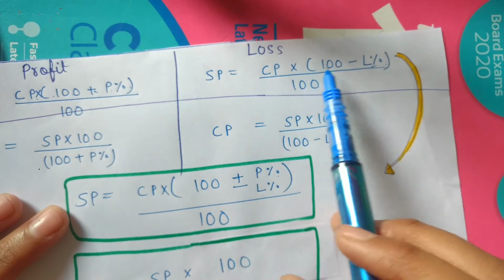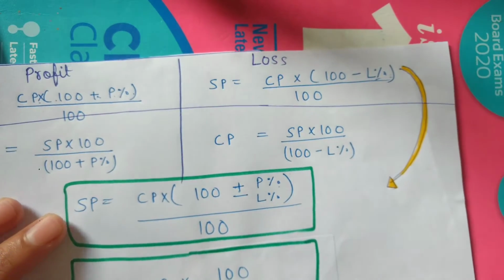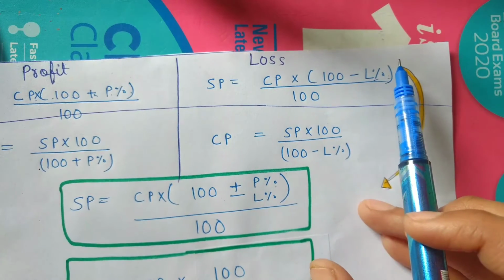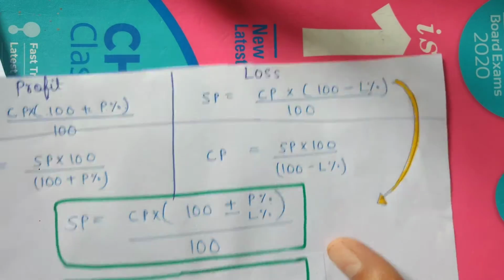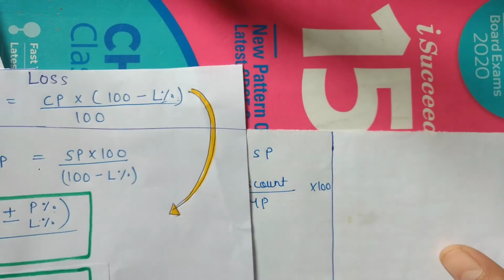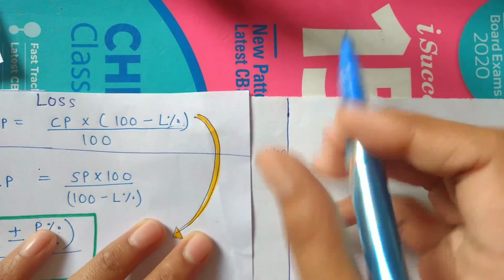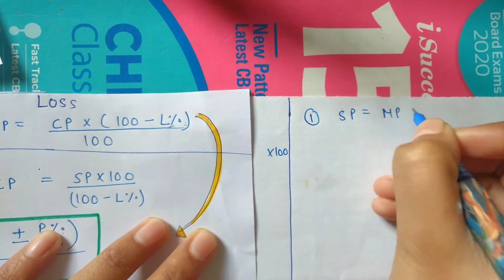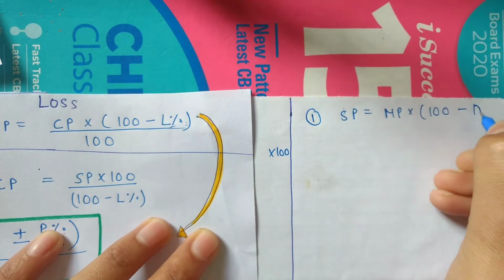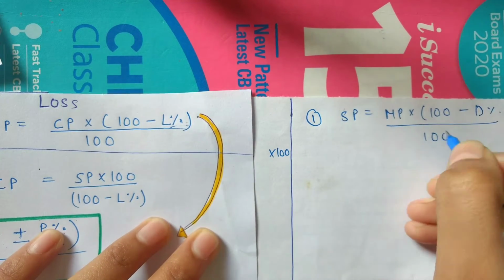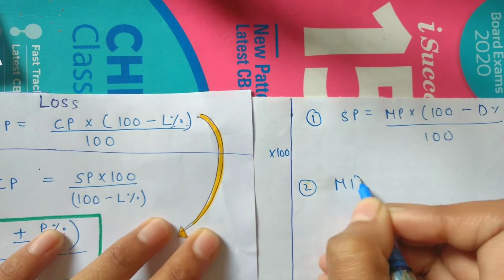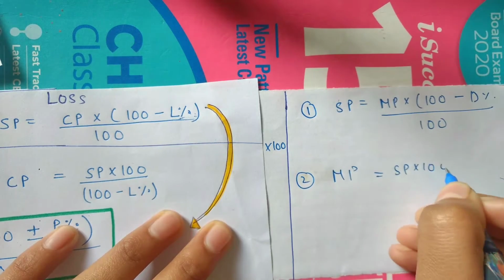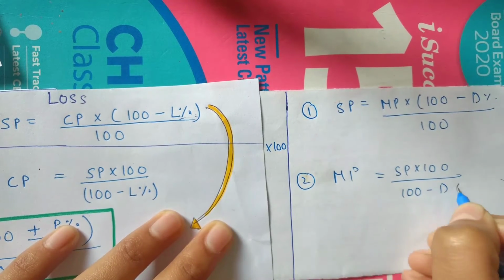And another formula of discount will be like this. In the formula of loss, we saw that SP is equal to CP into 100 minus loss percent by 100. As I told you, we have to replace CP by MP and loss percent by discount percent. So let's create our new formula of discount with the help of this formula. Here SP is equal to MP into 100 minus discount percent by 100, and the second formula for MP, because we will be replacing CP by MP: MP is equal to SP into 100 by 100 minus discount percent.